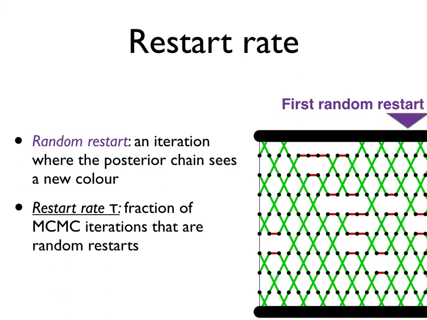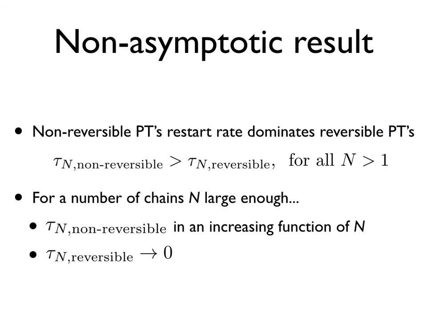Now we define the restart rate as basically the fraction of MCMC iterations that are random restarts. This quantity will be called tau, and the first result states that for non-reversible parallel tempering, the restart rate dominates reversible parallel tempering under certain conditions. And this is true for all big N, big N being the number of chains, greater than 1. Moreover, for a number of chains N large enough, tau for non-reversible is an increasing function of N. So it will increase to a value that's less than 1. So in this sense, there is a diminishing return in adding chains in non-reversible parallel tempering. However, this is still a large contrast with tau in the reversible setup, which will first increase and then decrease to 0 as N goes to infinity.